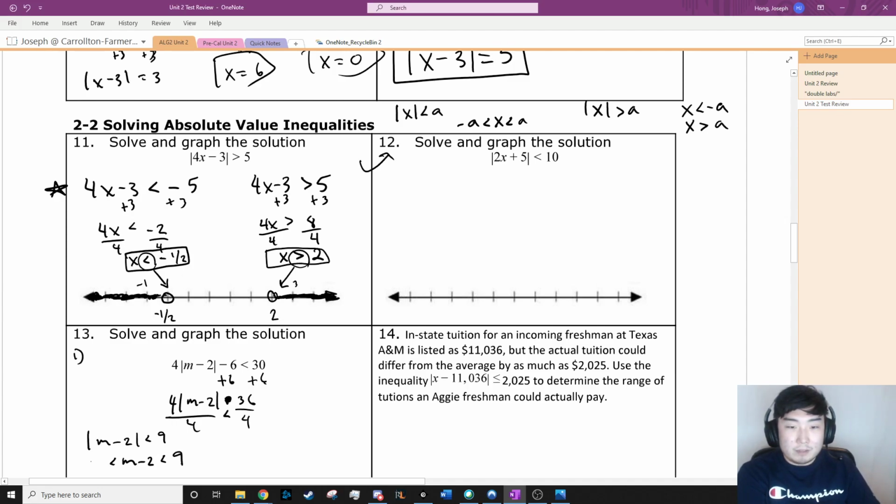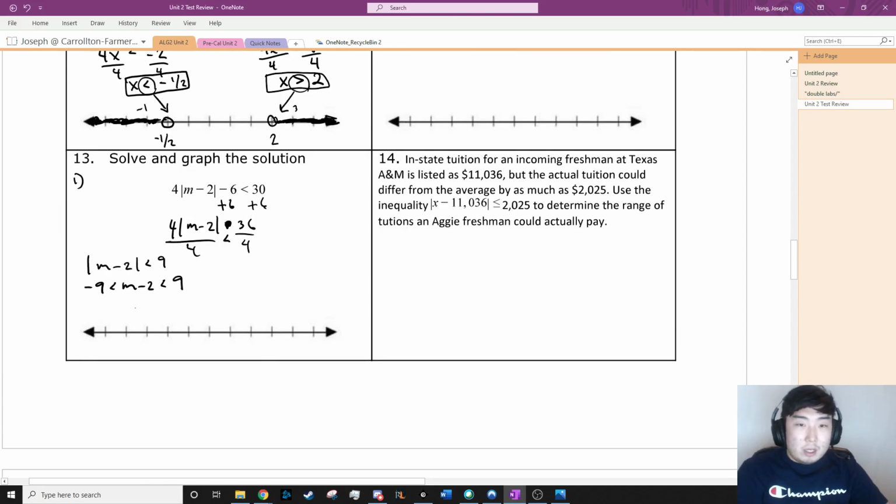I'm going to make a positive version and a negative version. And if you remember, I do the same operation to the middle, to the right, and to the left. All 3 parts. So if I rewrite this, negative 7 is less than n, but that is less than 11.